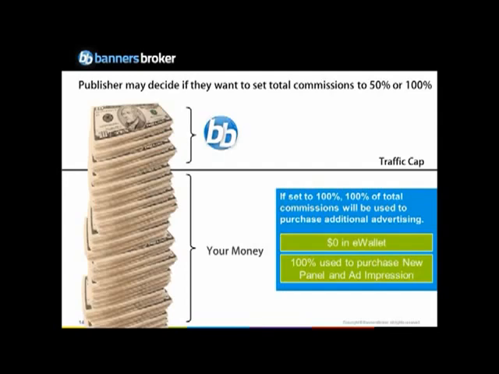The second slide here is if you set your panels to 100%. When you set your panels to 100%, folks, that means there's $0 going in your e-wallet. 100% is going to buy you additional ad impressions and additional inventory on the publisher site, which is represented by panels. So if you set your panels to 100%, no, you won't see anything in your e-wallet. That does not mean you didn't make any money. You still made the same amount of money, whether you put it at 50% or 100%. The only difference is if you didn't set the 50%, there's nothing you can actually withdraw. That's the significance of 50% and 100%.